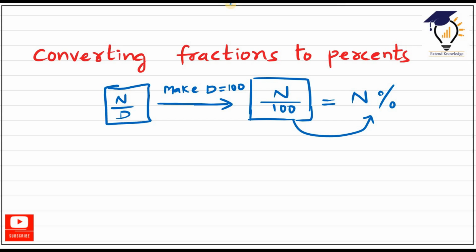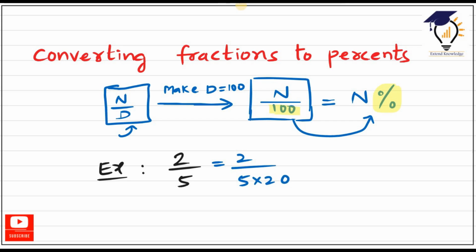In order to convert, we have to write the equivalent fraction of the given fraction, and then once you're done with 100, you just rewrite this 100 with this symbol. That's the answer. A simple example for this: 2/5 is the fraction which is given. So 2/5 times 20, here I am doing times 20. So 40 by 100, which, rewriting 100 with the symbol, is 40%.